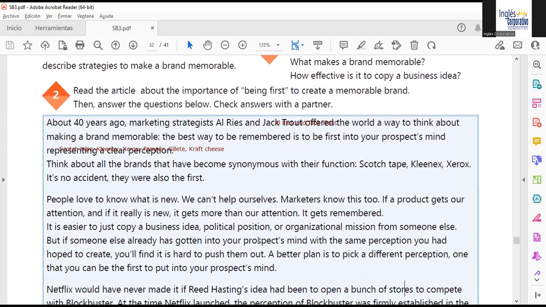Lee tú el segundo para que le toque el largo a Wilbur. Okay. Think about all the brands that have become synonymous with their functions: Scotch tape, Kleenex, Xerox. It's no accident. They were also the first. Okay, continue, Wilbur. Okay, this is a reverence.